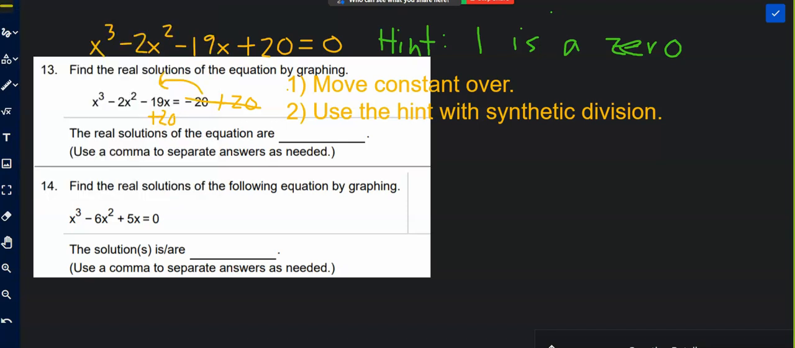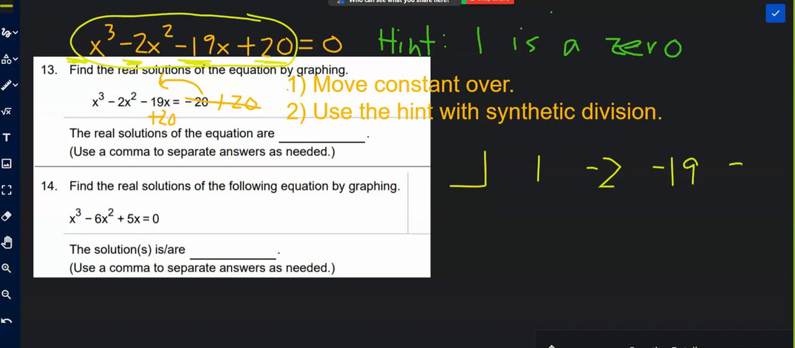Change our colors here just for something different. Okay, now, mind you, I had to get everything on one side, get the 20 over to the other side first. Synthetic division, I'm gonna show you how I set it up. I'm gonna put a little box here, and I'll put a number inside there in a second so you'll understand. But I want to write out all the coefficients. Coefficients are the numbers in front of the different terms. So we have 1, -2, -19, and +20. Those are the coefficients of all the terms.